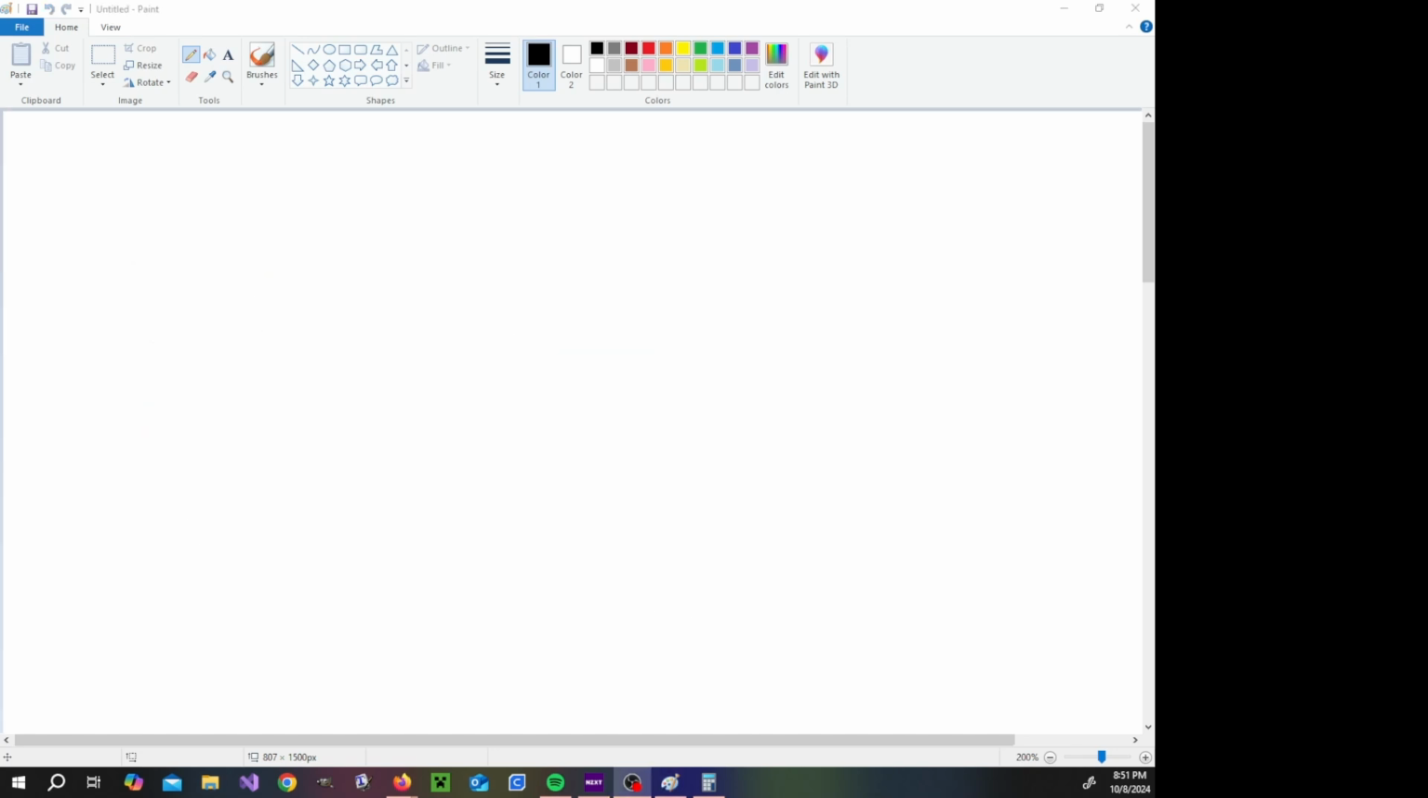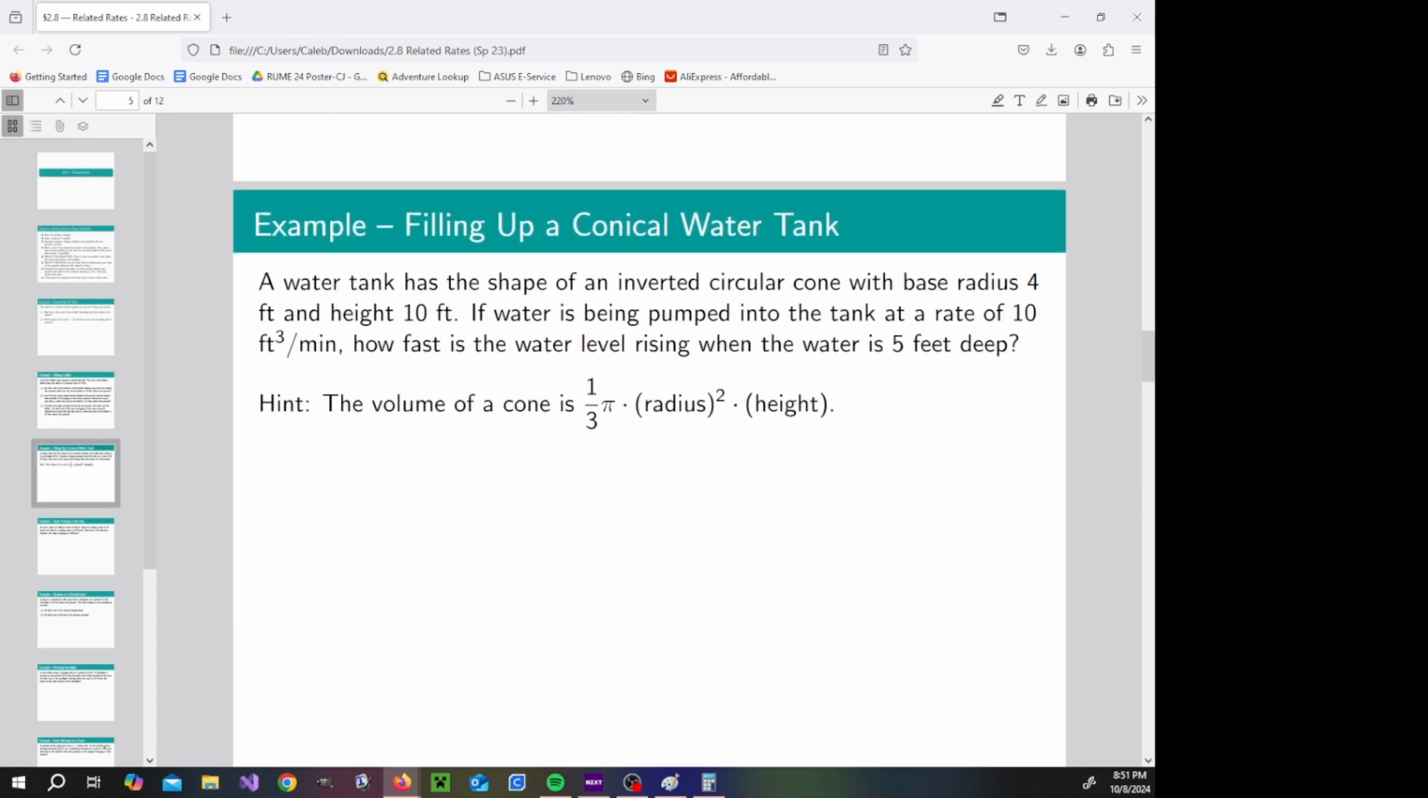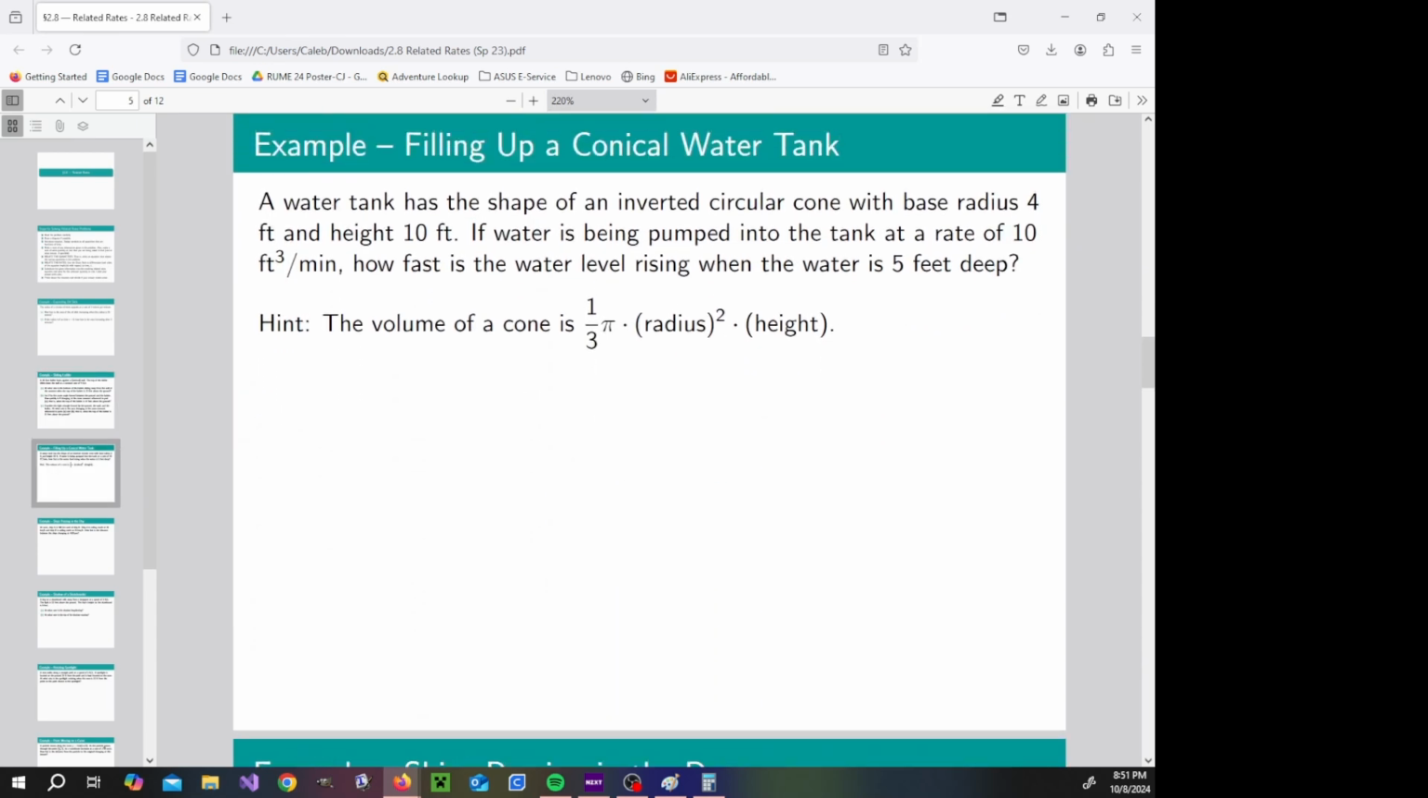So the next question that we're considering is this. A water tank has the shape of an inverted circular cone with a base radius 4 feet and a height 10 feet. If water is being pumped into the tank at a rate of 10 cubic feet per minute, how fast is the water level rising when the water is 5 feet deep? Hint, the volume of a cone is 1/3 pi times the radius squared times the height.